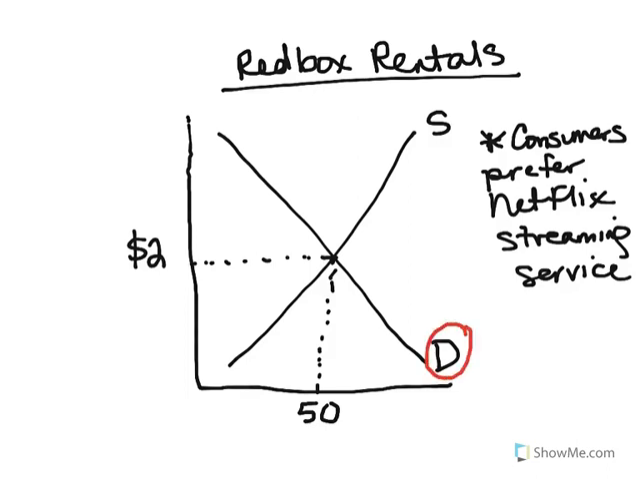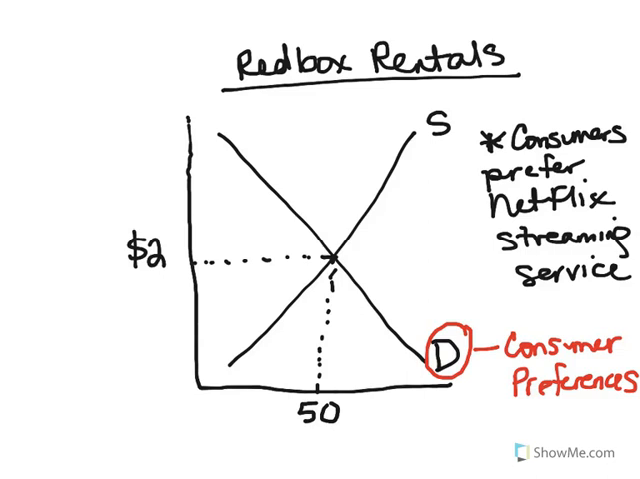In other words, one of the determinants of demand was consumer preferences, right? Taste and preferences. So we see that consumer taste and preferences have changed in terms of how we like to view our videos. So now we identify that the only curve that's going to be shifting is going to be the demand curve, because the determinant of supply did not change. Now we ask ourselves, which way is that curve going to be shifting? In other words, is it going to shift to the right or is it going to shift to the left?